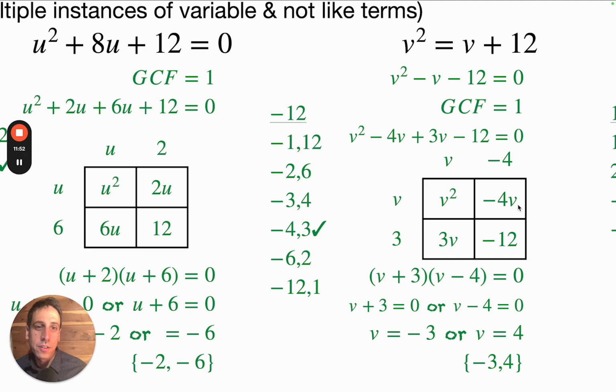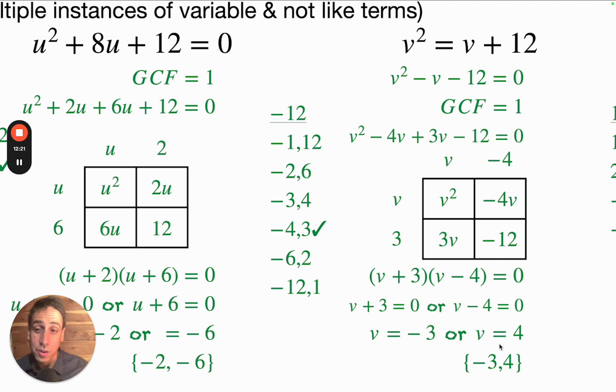Greatest common factor of the top row, v. Greatest common factor of the bottom row, 3. Greatest common factor of the left column, v. Greatest common factor of the right column, minus 4. And now you have what you can put into this format, (v plus 3)(v minus 4). This is factored form. Once it's in factored form equal to 0, you can split it up: v plus 3 equals 0, or v minus 4 equals 0. Undo the operations and you get your answers.